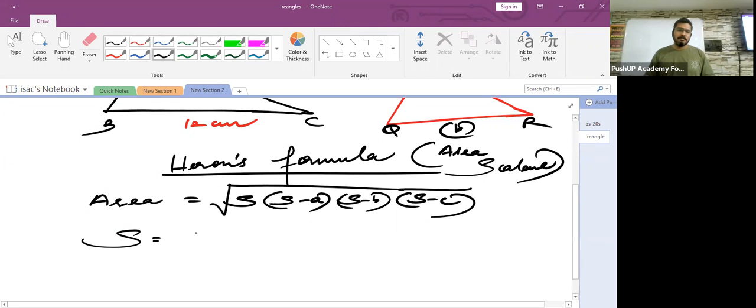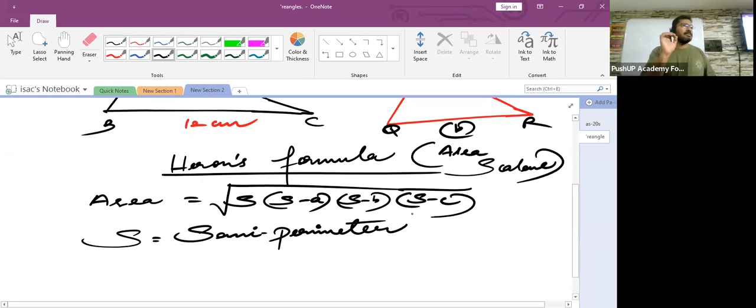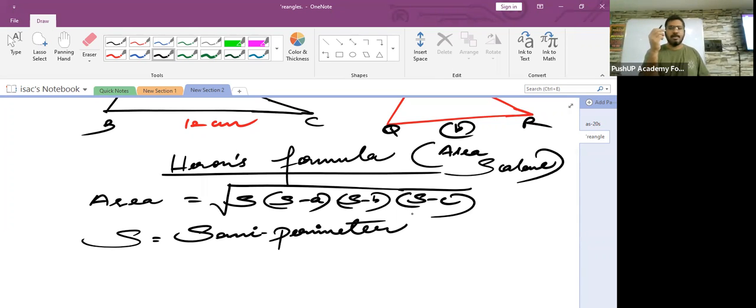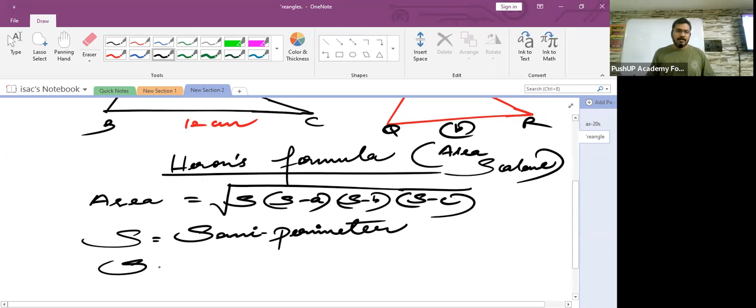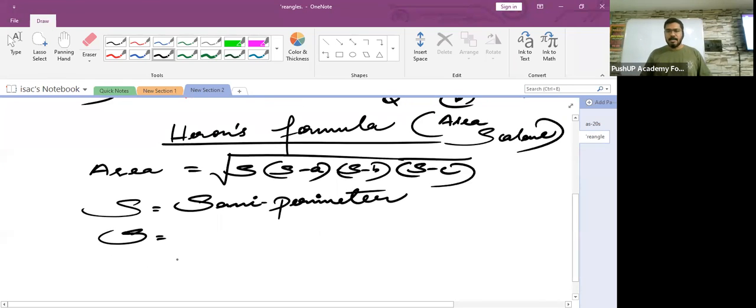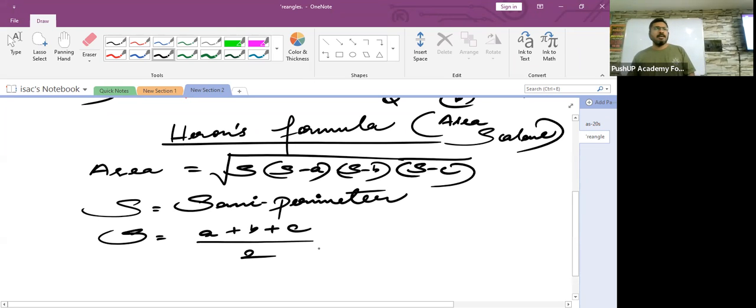Children, yes, Rehan? Exactly. And what is the full form of S? Semi-perimeter. Children, kindly note it down. What does S stand for? S stands for semi-perimeter. Now, what is the meaning of semi-perimeter? The half of perimeter. All right. So, children, if you want to get the value of S, that is semi-perimeter, you just need to take the sum of all the three sides and divide it by what? 2. Why? Because you just need to take the half of its perimeter.